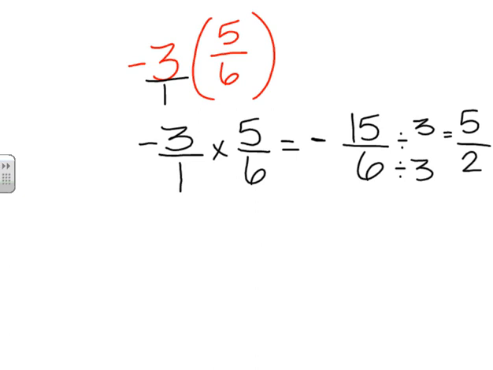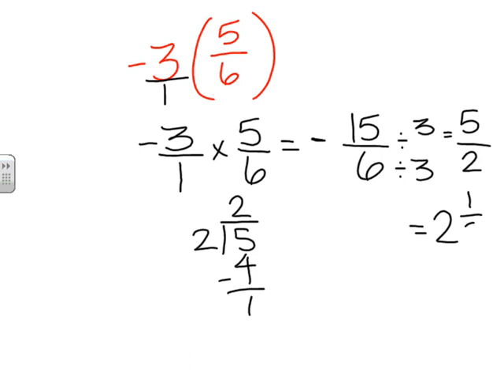And then we need to write that as a mixed number. 5 divided by 2. We can just set that up like a division problem. Top dog goes inside the doghouse. Bottom dog sleeps outside. 2 goes into 5 2 times, with 1 left over. So we can either change it to a decimal and bring down zeros, or we can just rewrite that as 2 and 1/2.